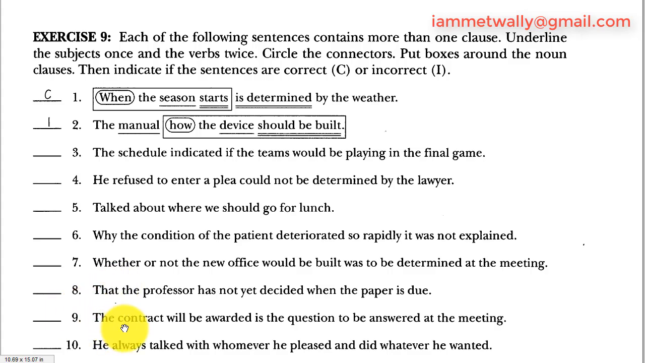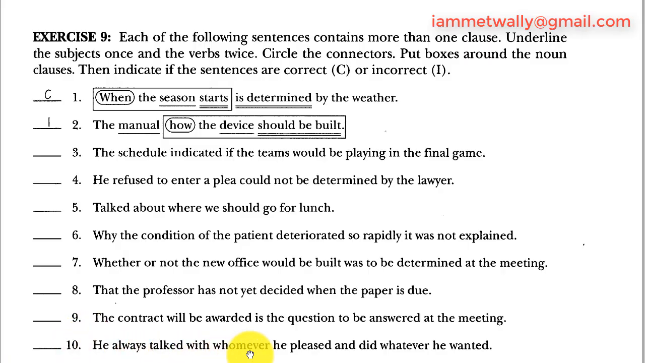9. The contract will be awarded is the question to be answered at the meeting. So the contract, the subject, will be awarded is the verb, is another verb, but what is the subject of this verb? So I should add a connector here. So for example, that the contract will be awarded is the question to be answered at the meeting. So I'm missing a connector here because this verb is lying around, it doesn't have a subject. This verb will be has a subject, the contract, but for this verb is, I don't have one. So the contract will be awarded can be the subject for this verb if I add a connector here. So it doesn't work.